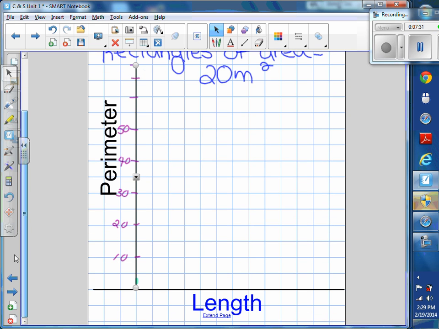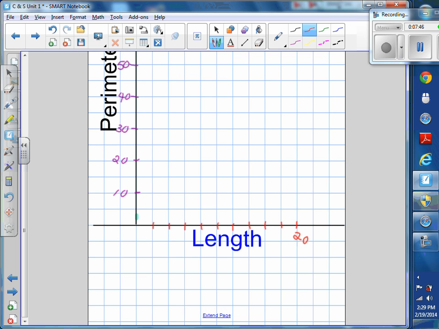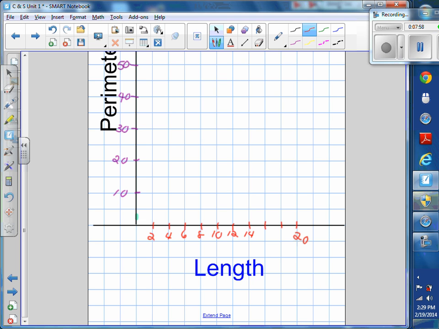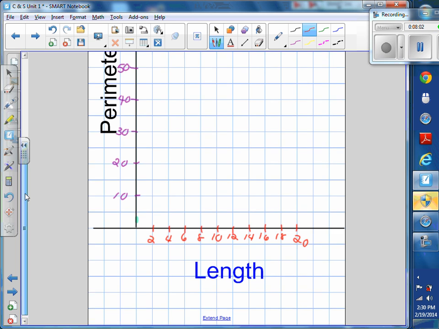So I'm going to go up to, again, I'm going to count my spaces. 1, 2, 3, 4, 5, 6, 7, 8, 9, 10. So I'm going to make that 20 and count by 2. You see what I did there? 2, 4, 6. Yeah, makes sense? Yeah. So I've got some nice graph spacing.